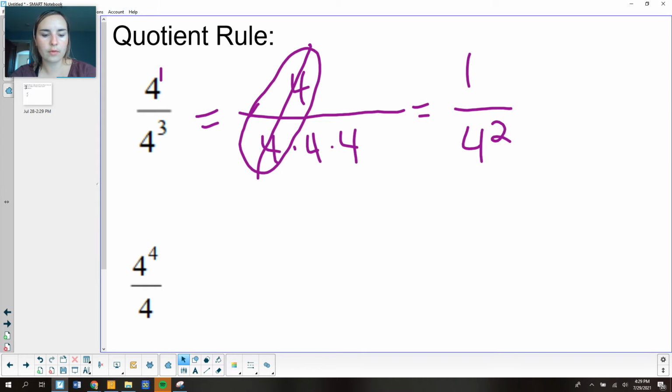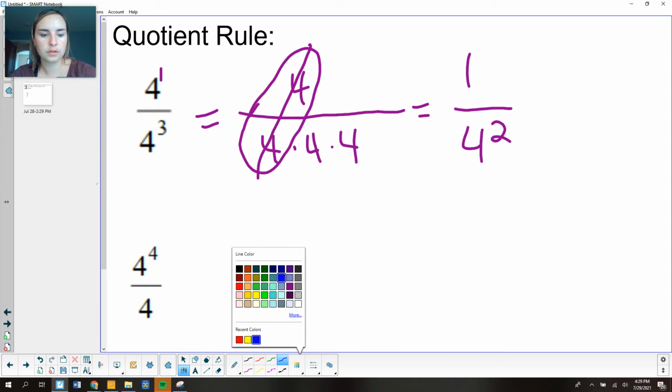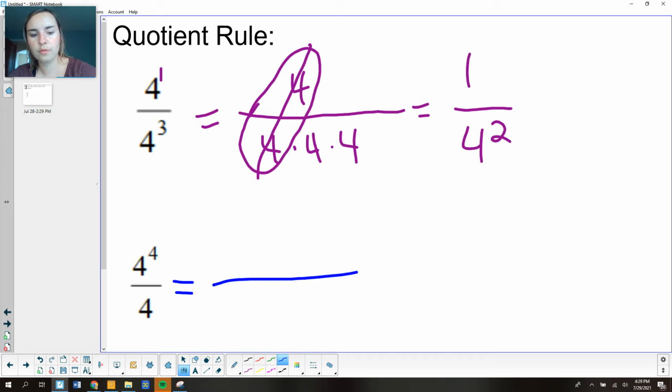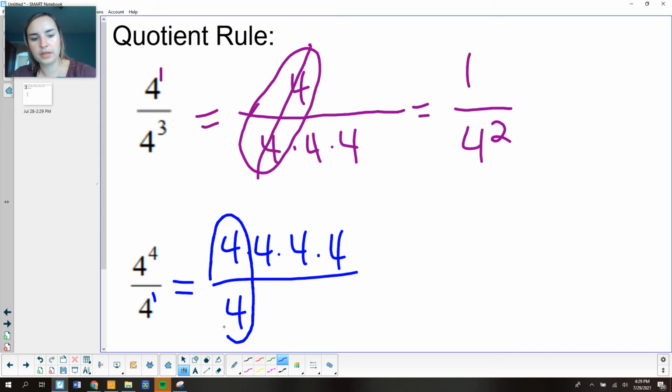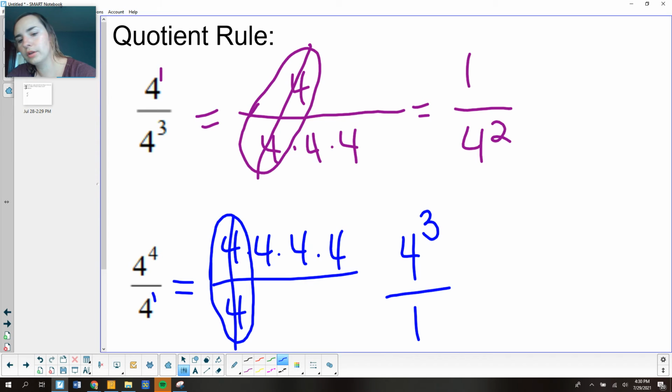Now let's look at this again with another example and see if we can draw some connections. With this one, 4 to the fourth power looks like 4 times 4 times 4 times 4. How many 4s are on the bottom? Remember, this is 4 to the first, so there's 1 4. If we've got a base number on the top and bottom, that can cancel out. So we are left with 4 times 4 times 4, which is 4 to the third, and there's nothing on the bottom, so it's 4 to the third over 1, or remember, anything over 1 is just itself, so this is going to be 4 to the third power.